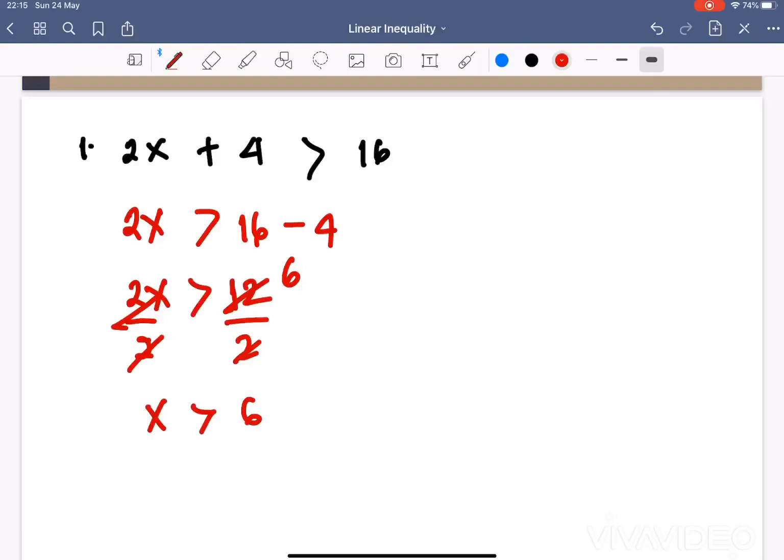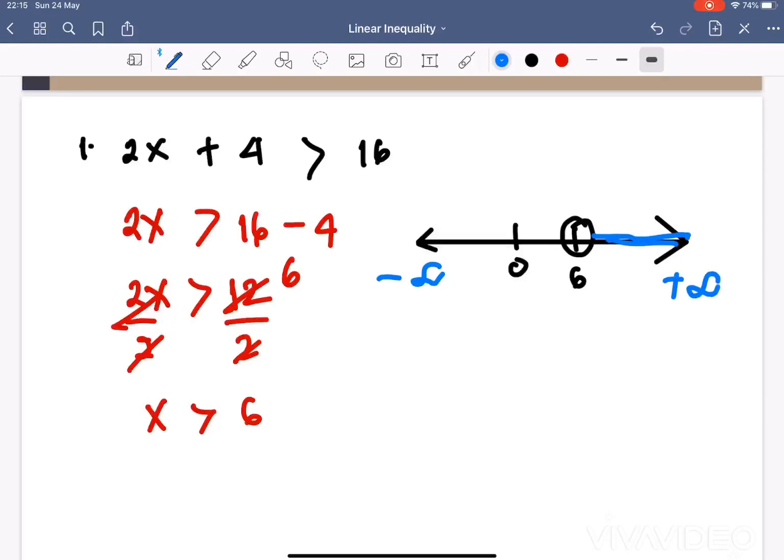So to graph that on the number line, we draw this number line. And since we have x is greater than 6, we write 0, and if this is 6 here, 6 is not included in the solution. So we draw an open circle, and then we shade going to positive infinity. So this is negative infinity, positive infinity. This is now the graph of the inequality.